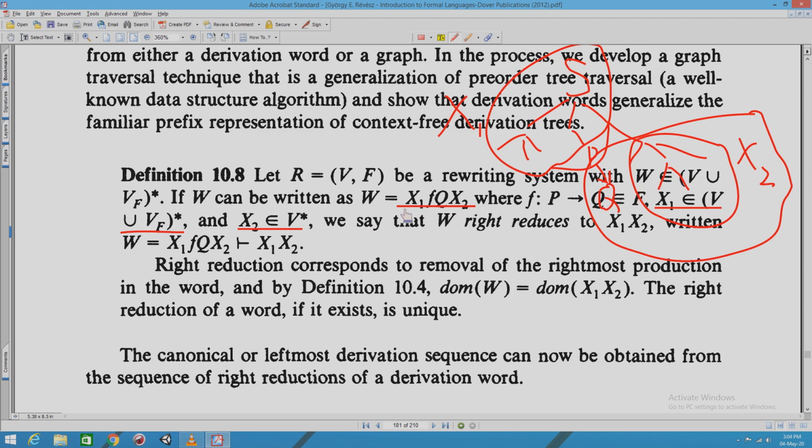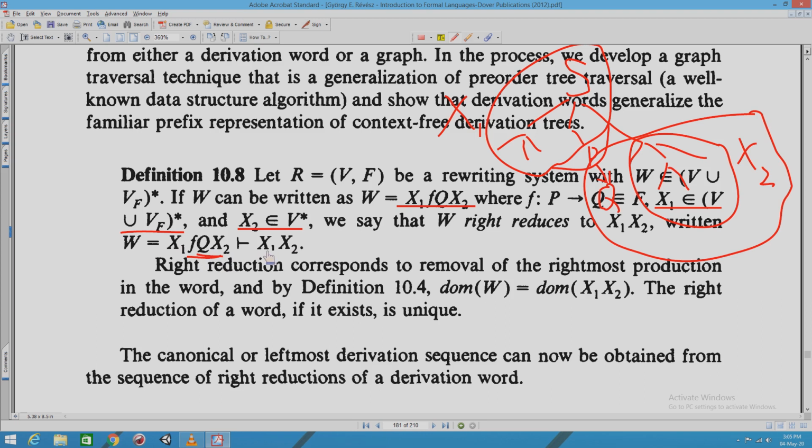So instead of x2 only, look at it, now qx2 is this much part of the string that is free from the production rule. So it can be reduced, since this is just a production, and this can again be represented by x2. So x1 is the part that used production rules. So this production rule is removed, and now the remaining part x2 is free from the production rule.